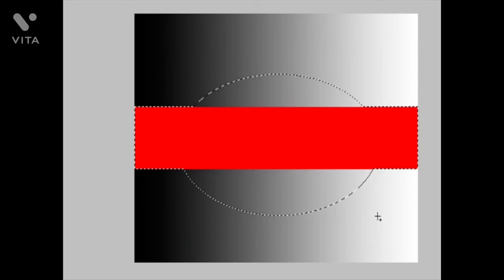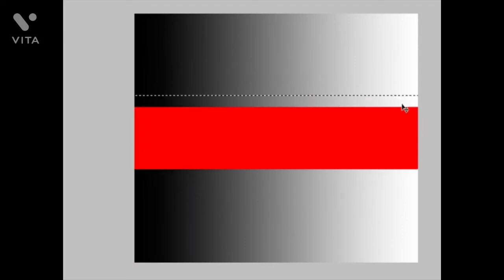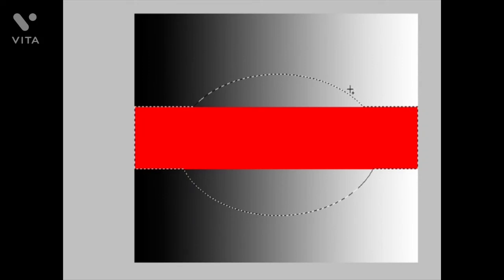To drag a marquee from its center, hold down Alt in Windows or Option in macOS after you begin dragging. With the single row or single column marquee tool, click near the area you want to select, and then drag the marquee to the exact location. If no marquee is visible, increase the magnification of your image view.